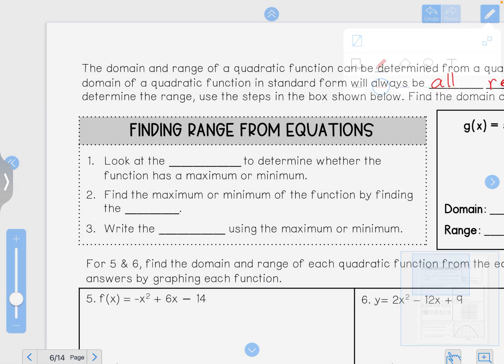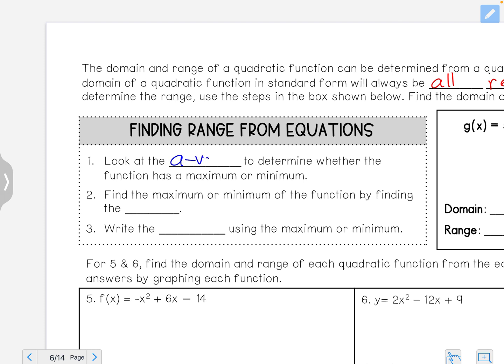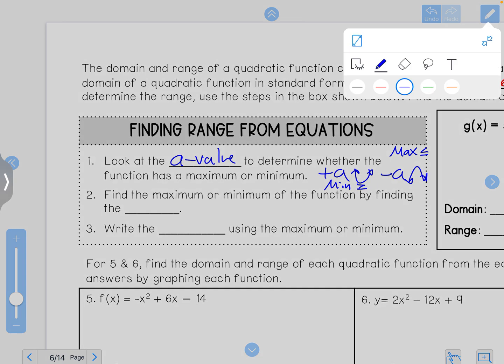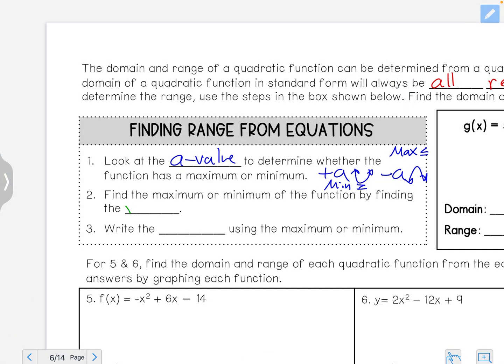So first, we need to look at our a value, because we said in a previous set of notes, if it's a positive a, it's our smiley face. If it's a negative a, it's our frowny face. So a positive a is a minimum, which is greater than or equal to. A negative a is a max, which is less than or equal to. So we find the maximum value by finding the vertex.